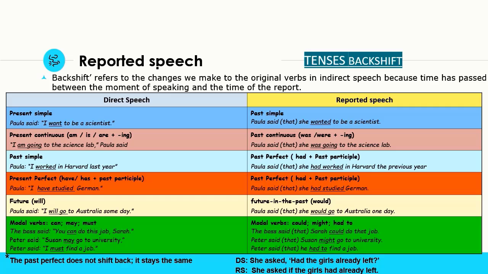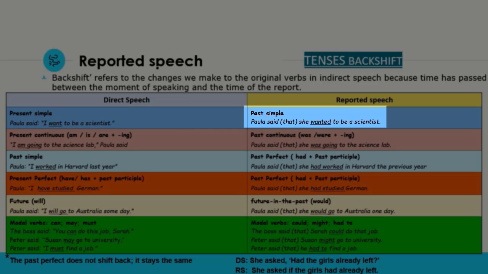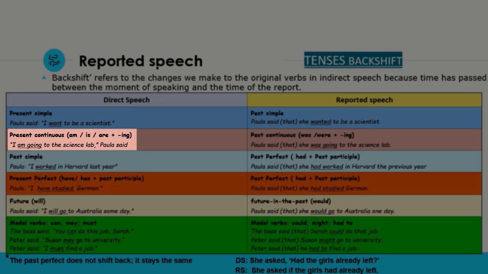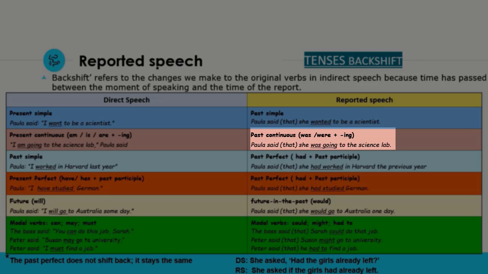The present simple of the verb want becomes the past simple wanted in the reported speech in this example. In the second example, the present continuous I'm going becomes the past continuous in the reported speech was going.